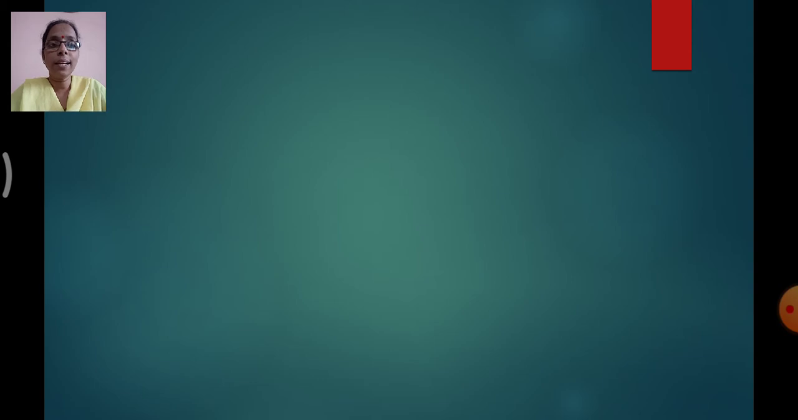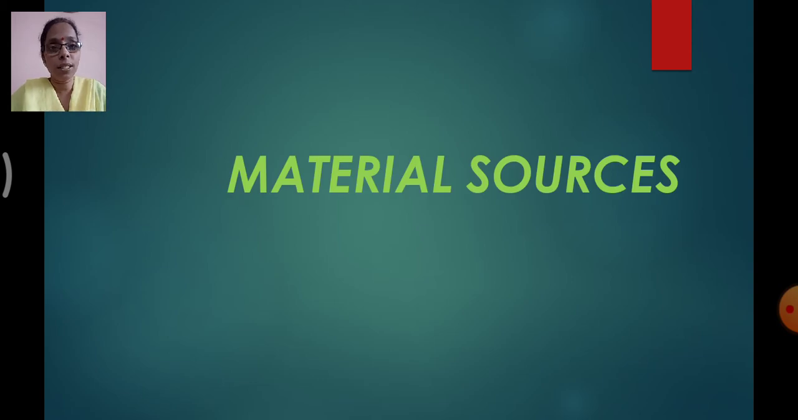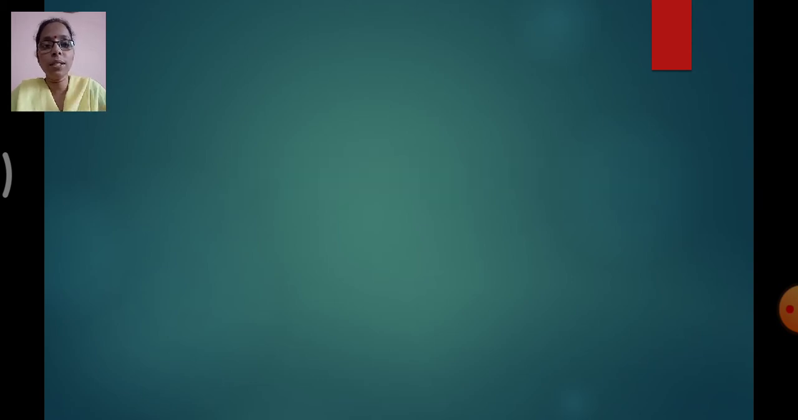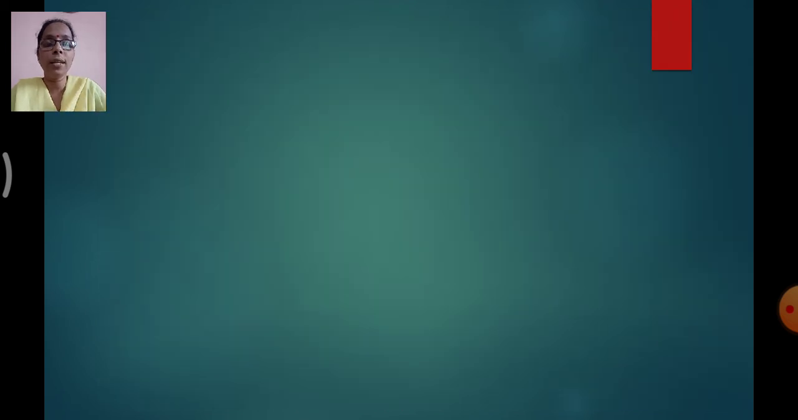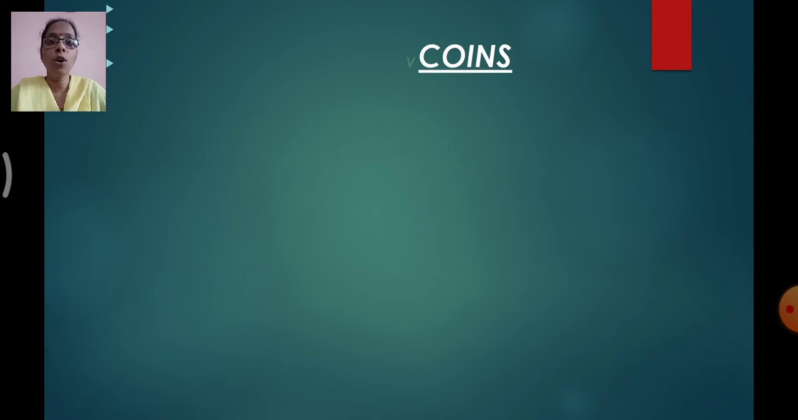Then the next source is the material source. Now what is the material source, children? We find that in material source, coins, places of worship, things in daily use, royal seals, ornaments, museums, clothing, and modern architecture. So they are available in a materialistic form, right? So let's study about each. So first what we are going to learn about is the coins.